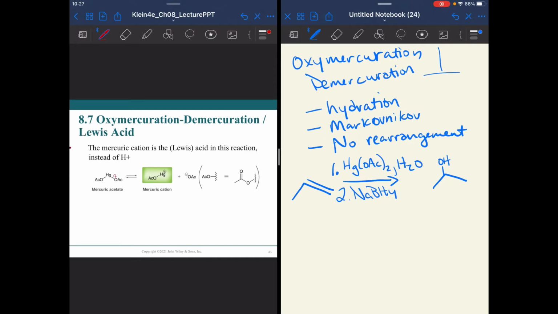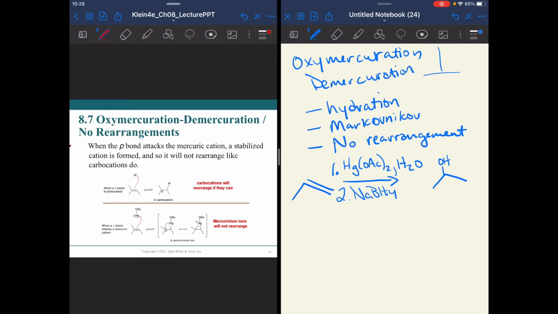I am not expecting you to know this mechanism, but we are going to look at part of it so that you can see why it is Markovnikov and avoids rearrangements. So mercury acetate exists at an equilibrium with this mercuric cation, right? And this is mercury attached to an acetyl group. Ac is short for this little CH3 carbonyl. We'll see a lot of that in organic too. Don't worry about memorizing that structure. But the acetyl group is just a little CH3CO double bond.